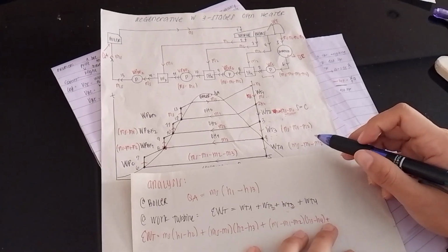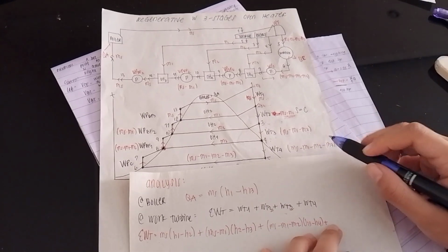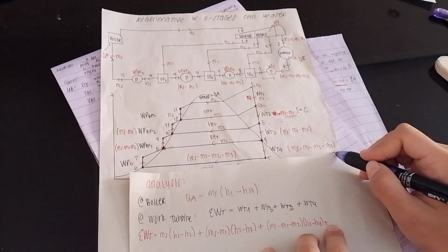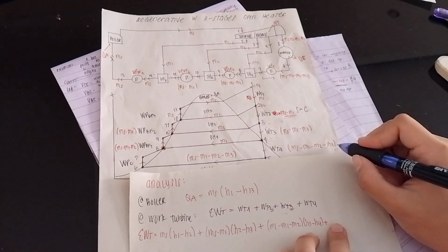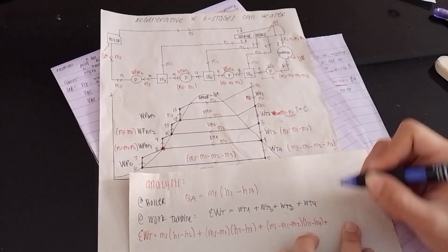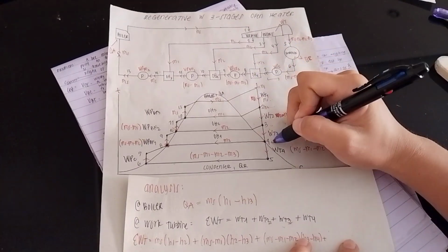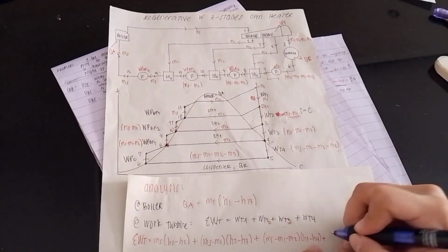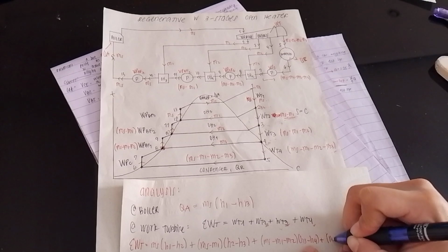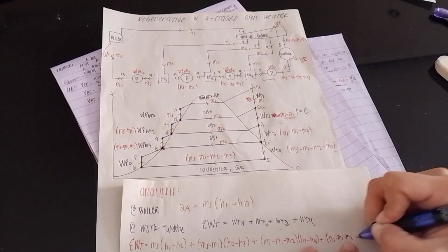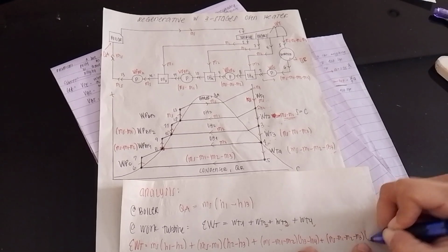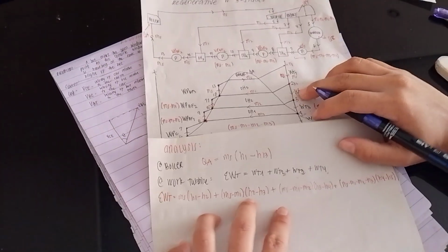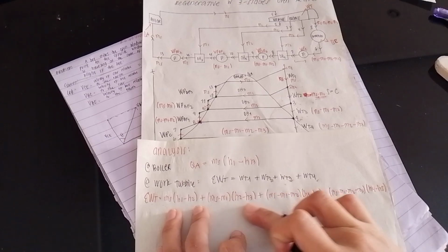Next, our WT4. The mass here is MS minus M1 minus M2 minus M3. Then the enthalpies are H4 and H5. Which is higher? H4. So, therefore, our formula for WT4 is MS minus M1 minus M2 minus M3 times H4, which is on top, minus H5, which is at the bottom. So, those are the formulas for our work turbine.